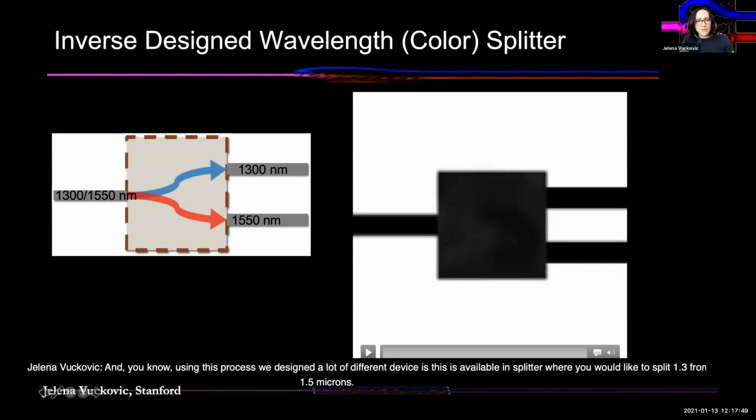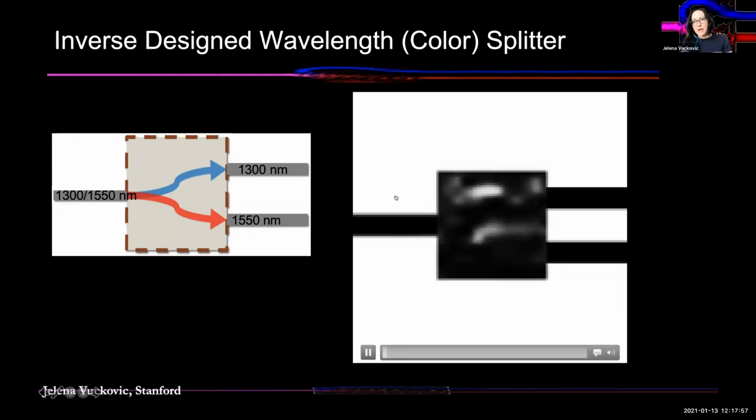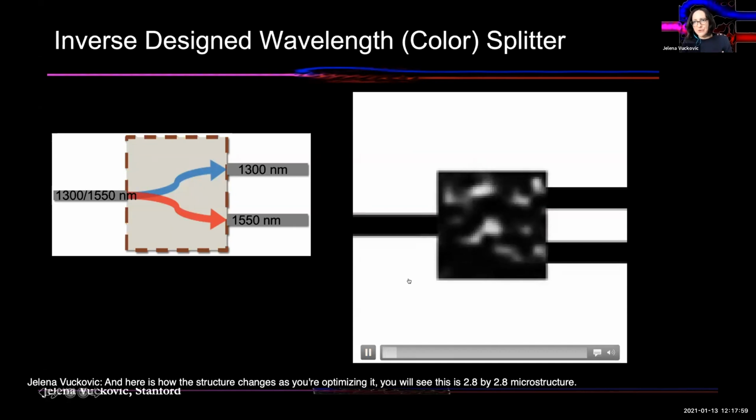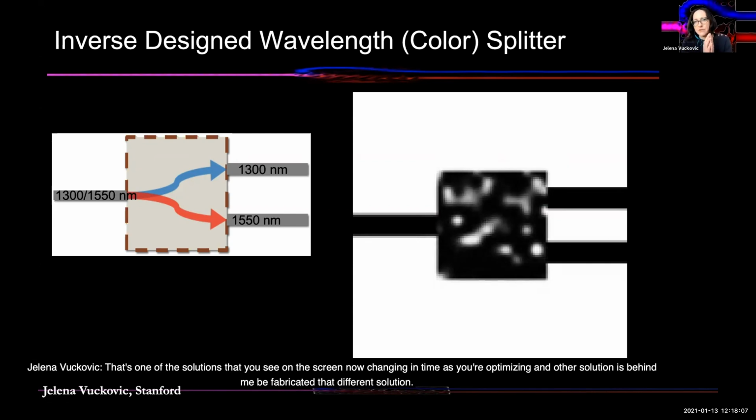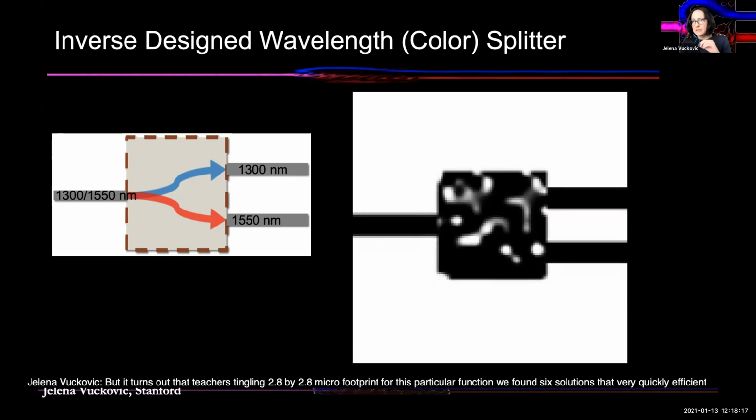And using this process, we designed a lot of different devices. This is a wavelength splitter where you would like to split 1.3 from 1.5 microns. And here is how the structure changes as you're optimizing it. You will see this is a 2.8 by 2.8 micron structure. That's one of the solutions that you see on the screen now changing in time as you're optimizing. Another solution is behind me. We fabricated a different solution. But it turns out that interestingly, in a 2.8 by 2.8 micron footprint for this particular function, we found 6 solutions that were equally efficient.